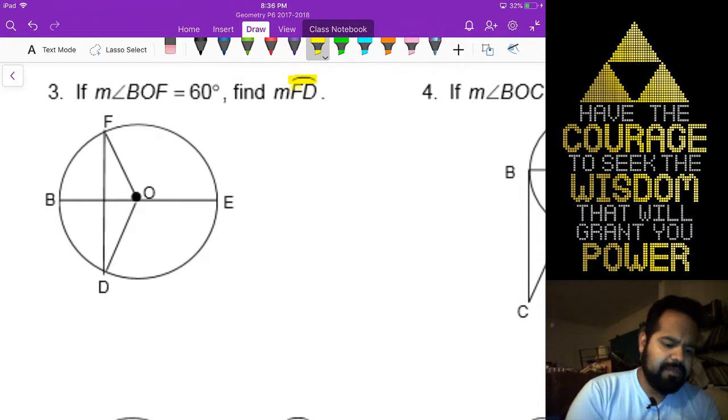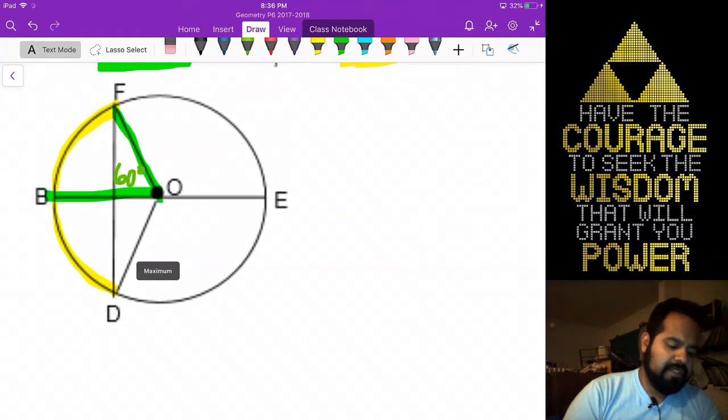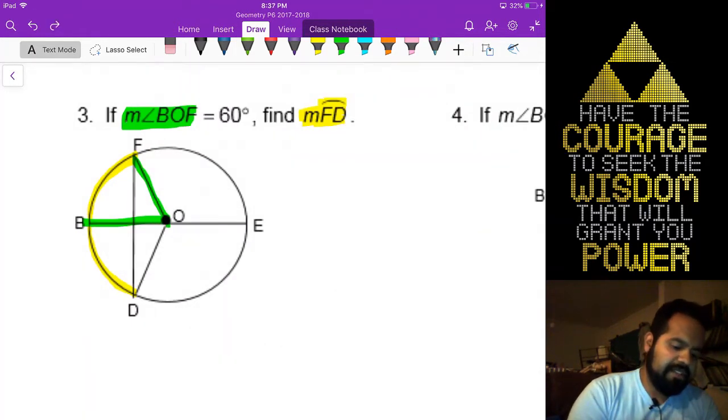So again, the arc symbol here means I'm talking about the arc, not the distance between FD. So I'm looking for this. Now BOF, notice it says the angle here. So since it says BOF, I'm looking at this angle here. And that's our 60 degrees. Yeah, let's write it in blue. It'll be nicer. There we go.